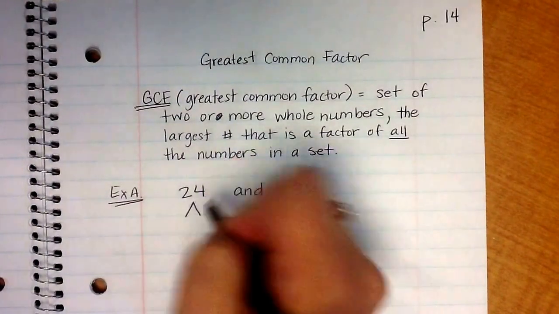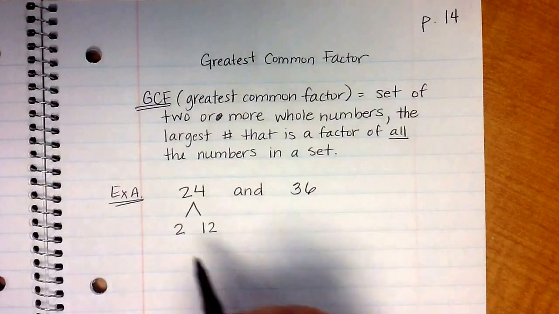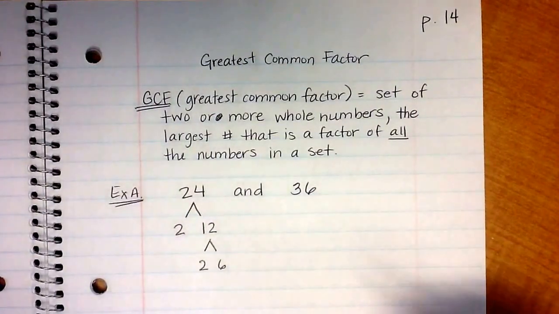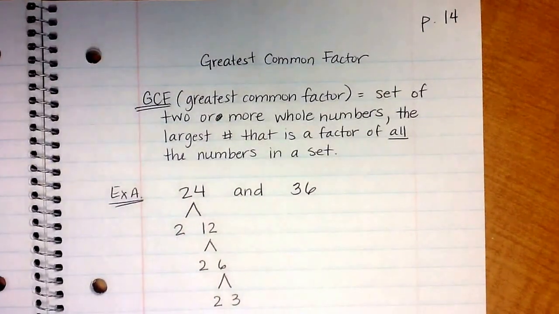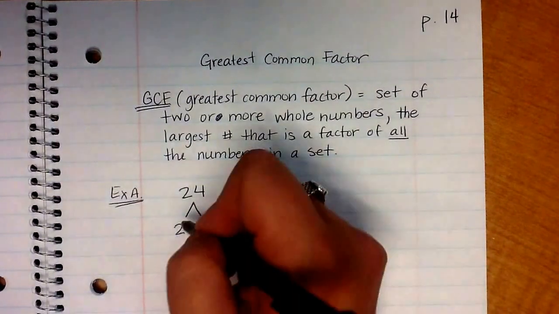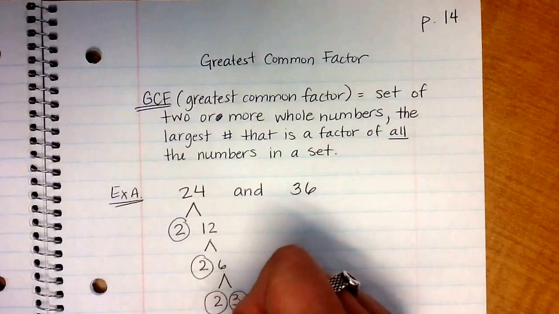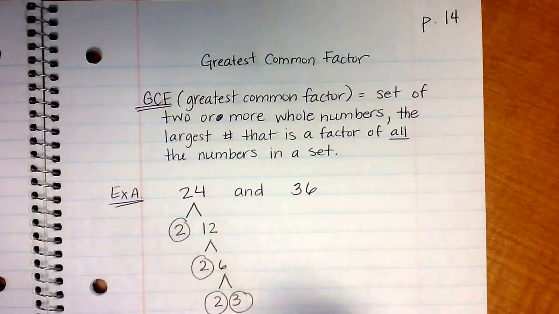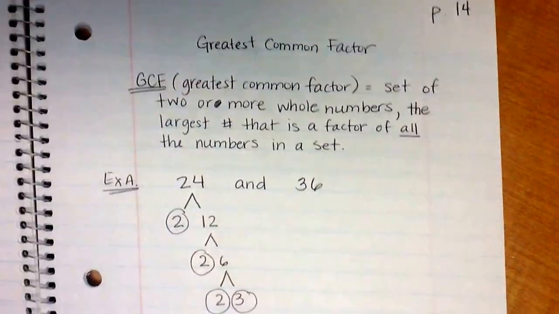I could find the prime factors of each of these numbers. So for 24, I'm going to use a factor tree. 2 times 12 is 24. 2 is prime. 2 times 6 is 12. 2 is prime. 2 times 3 is 6. So these are my primes: 2, 2, 2, and 3. Or we can write this as 2 to the third power times 3.